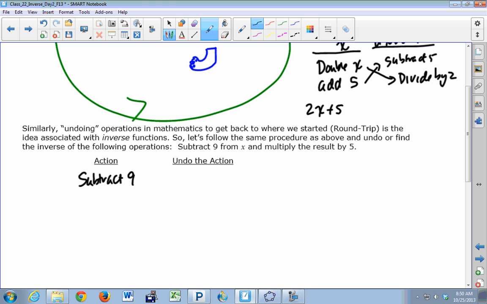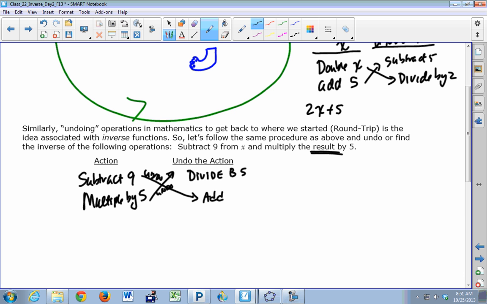And then I'm going to multiply the result. Notice this word result, because that is going to represent something. I'm going to multiply the result by 5. Okay, so how do I undo this action? Well, we know we have to take our last action, which is multiplying by 5, and undo multiplication. And what's the inverse operation of multiplication? Division. So the first thing we're going to do is divide by 5, and then we're going to undo subtracting 9, which is to add 9.